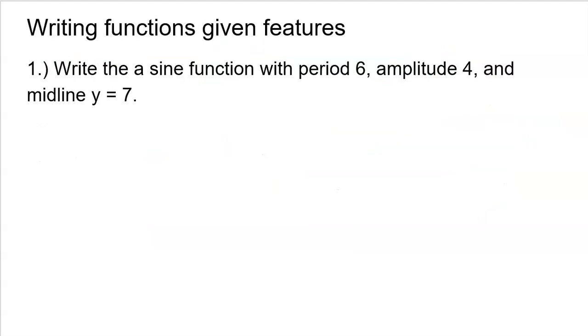All right, so what we want to work on now is actually writing functions given features. So like, you know, we've looked at several graphs. We've talked about amplitude, period, midline. Now what we want to do is say, okay, I don't want to look at a graph. I mean, I could, but I want to actually create the function based on the features. And this is actually so easy. I mean, it really is. Because, you know, the amplitude is the a value. The midline is that back d value. The only thing you got to be careful of is the period because it's not the b value.